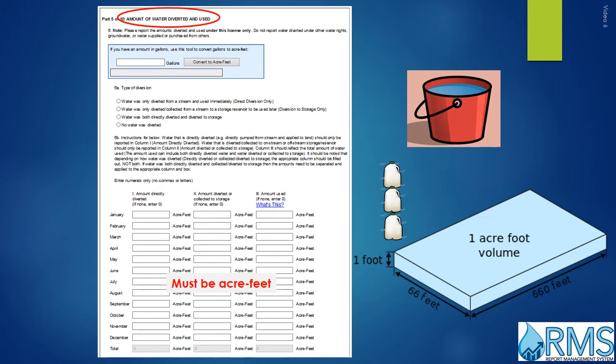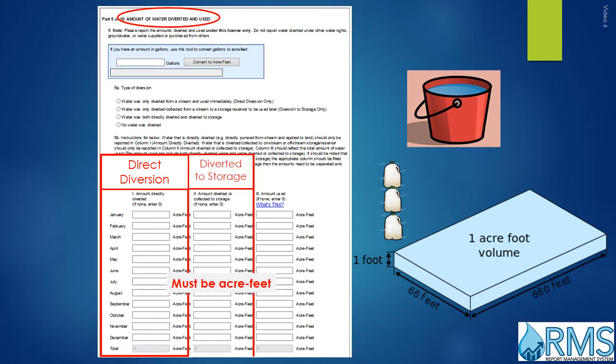The water use section at the bottom of the page contains 3 columns. As mentioned, the first column, direct diversion, is diversion of water for immediate use or diversion into a tank or reservoir in order to use that water at a more convenient rate. The second option, diverted to storage, is diversion of water into a tank or reservoir when there is surplus flow and keeping the water for use when water is not available from the source.